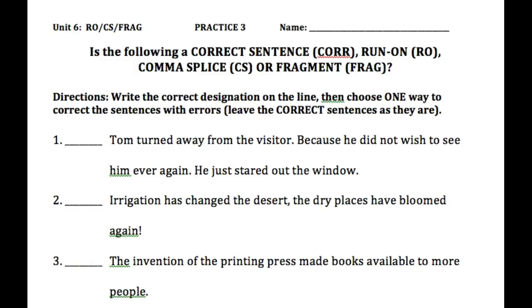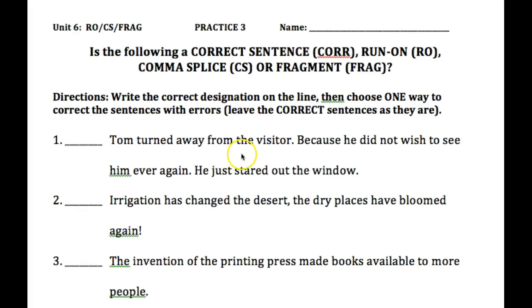We'll take a few minutes now to go over the answers to practice 3 and talk about different ways that we can combine the sentences. So what you're looking for here are correct sentences, run-on sentences, comma splices, and fragments. On the line, you should have written down what you thought the sentence was, and then you should have tried to correct it in just one way. Any of the ways would do. Okay, so here we go.